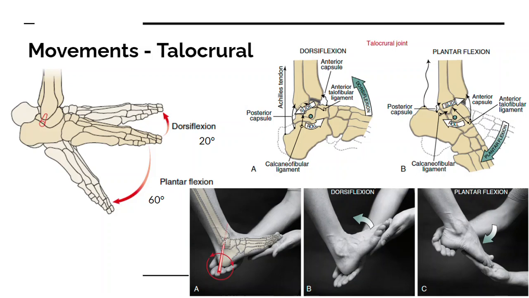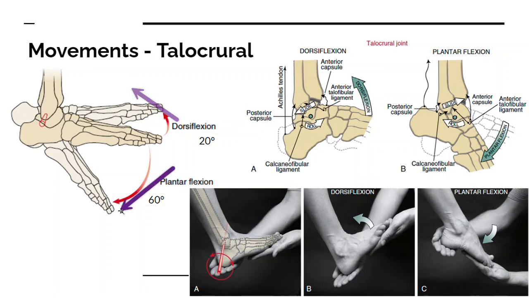Let's look at the movements of the ankle joint. At the talocrural, or what most people call the ankle joint, you have the motions dorsiflexion and plantar flexion. Dorsiflexion is when you lift your toes towards your leg. And there's also a slide and roll, which remember are your arthrokinematics. Your osteokinematics are the dorsiflexion and the plantar flexion.